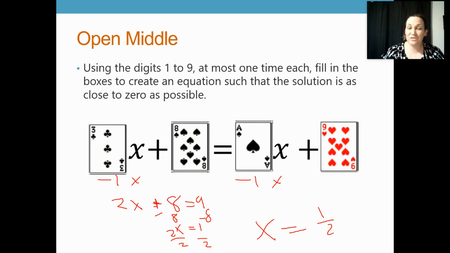I hope you enjoyed our brain break for today. At this point in time, go ahead and put away your deck of cards, and we need to go back to our notes for our one final example.